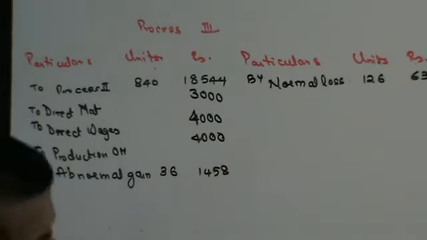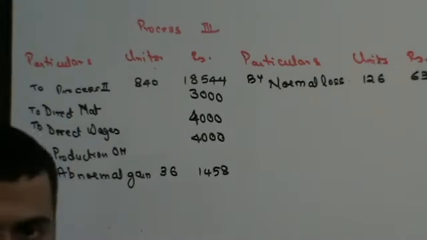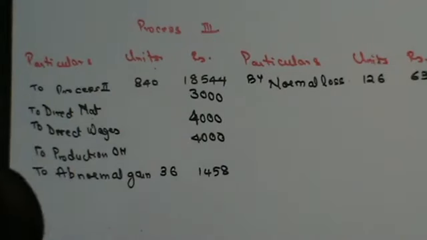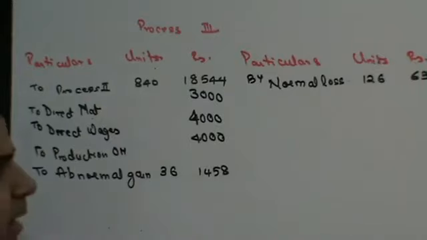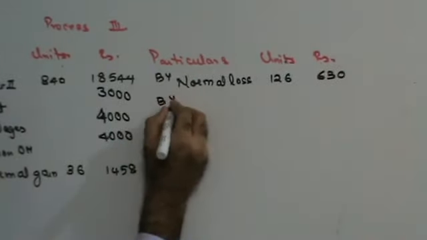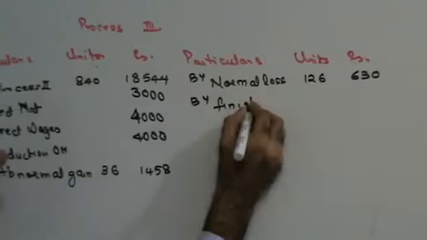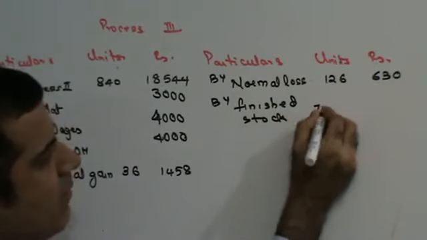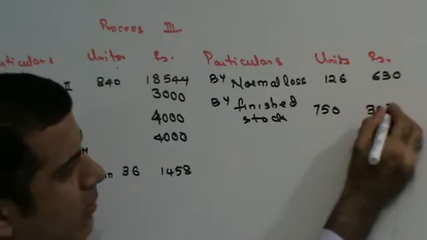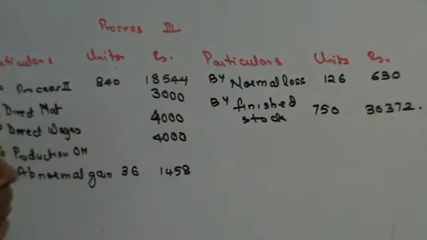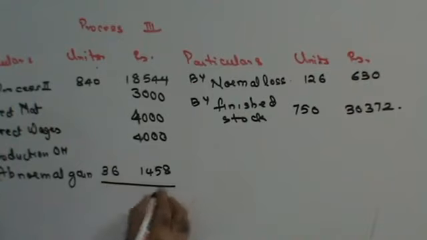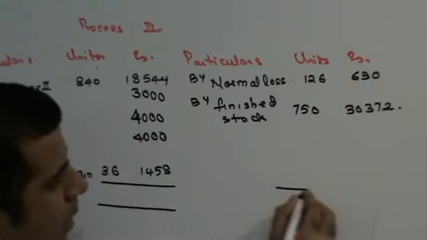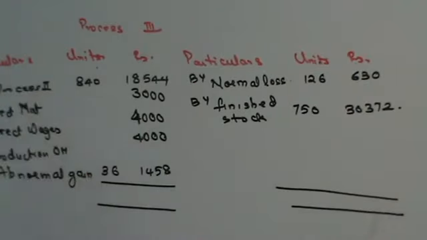The final output of the final process, since it is not going to be transferred to any other process, is to be written as by finished stock, which is 750 and 30,372. Right? Tally this. When you tally this, this will come to 31,002.